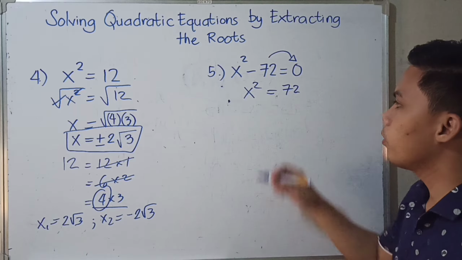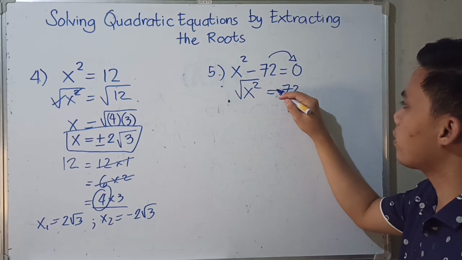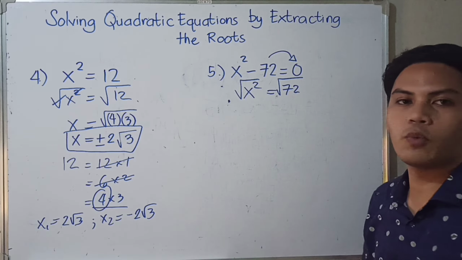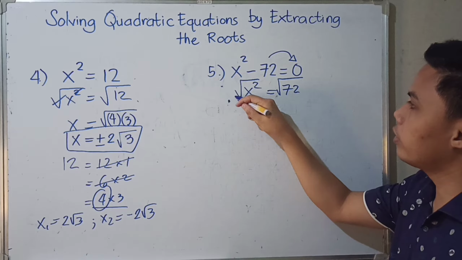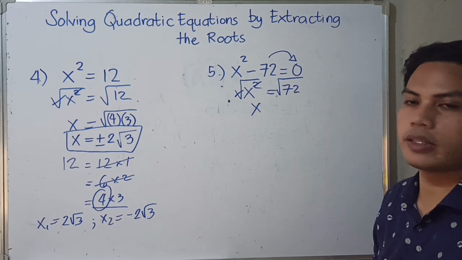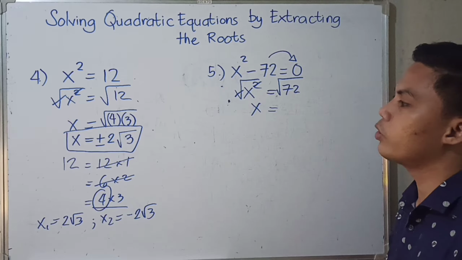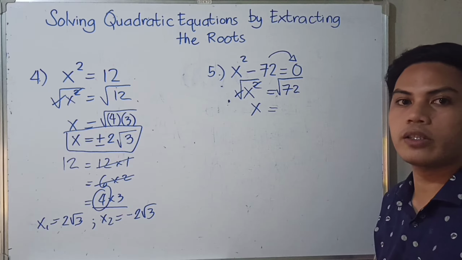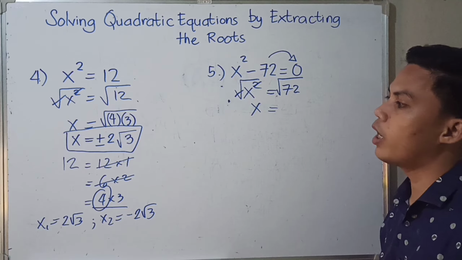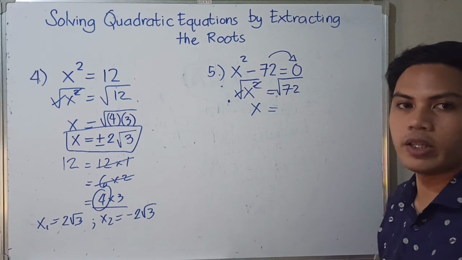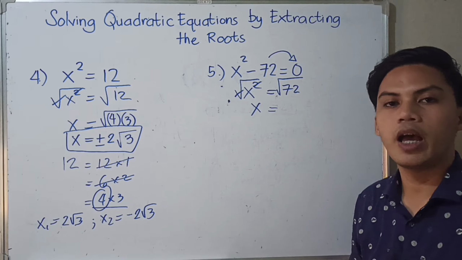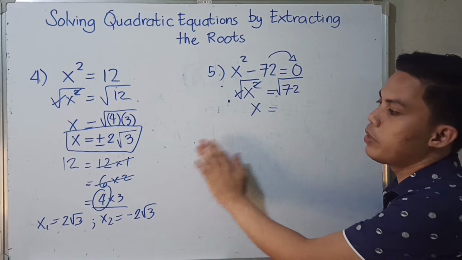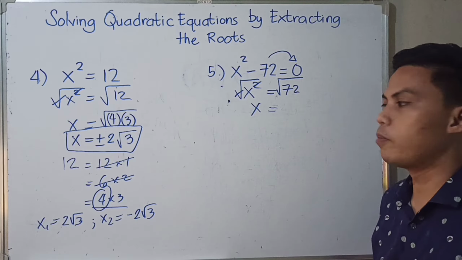Next, second step, kukunin natin yung square root ng left side ng equation at kukunin din natin yung square root ng nasa right side ng equation. So, square root of x squared is x. Okay, how about 72? Again, kung titignan natin, 72 is not a perfect square. So, iisip tayo ng mga factors niya na kung saan isa sa mga factors niya ay perfect square. Okay. 72. So, yung number 5 na problem is similar lang sa number 4 problem.